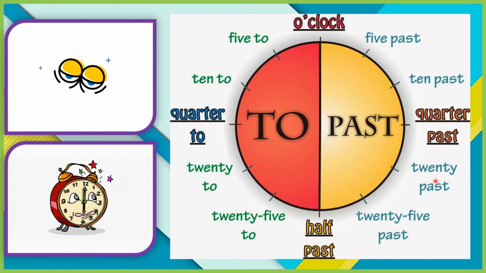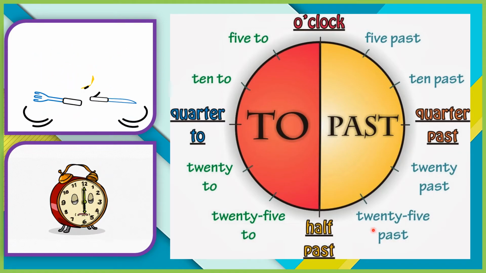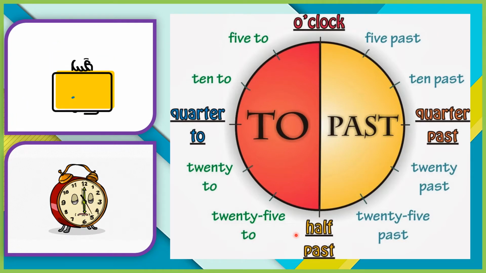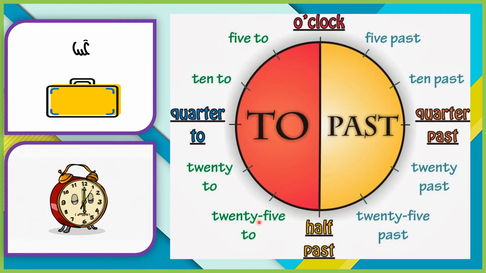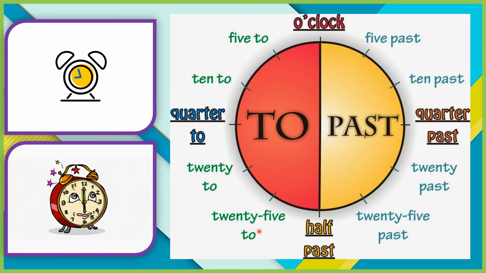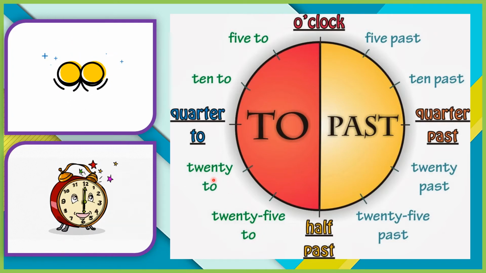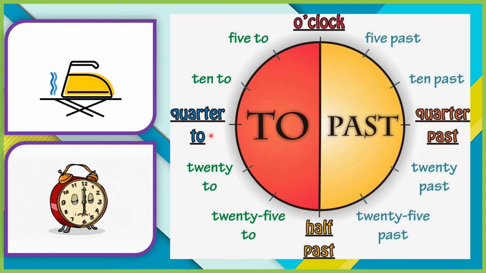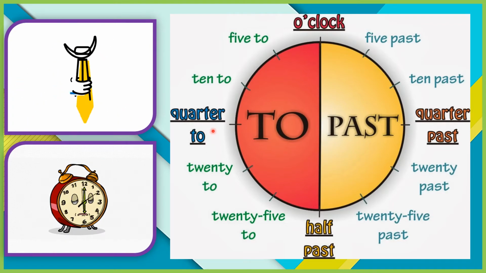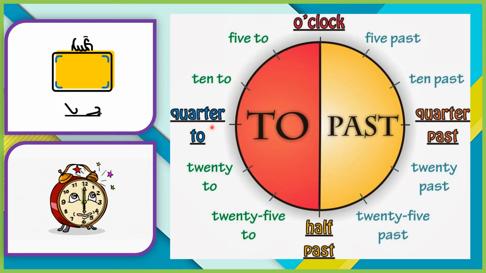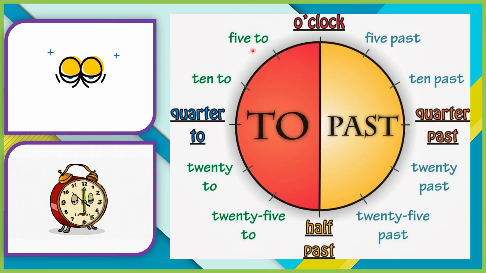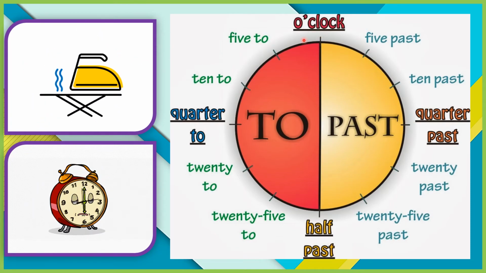It is 20 past 10. It is 25 past 10. It is half past 10. It is 25 to 11. It is 20 to 11. It is a quarter to 11. It is quarter to 11 is correct. It is 10 to 11. It is 5 to 11. And it is 11 o'clock.